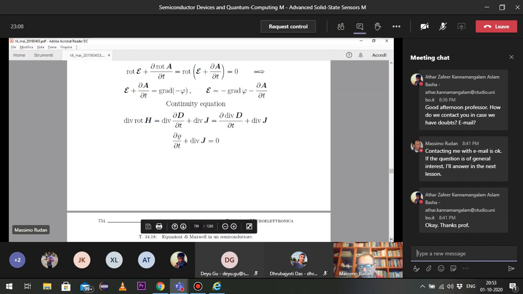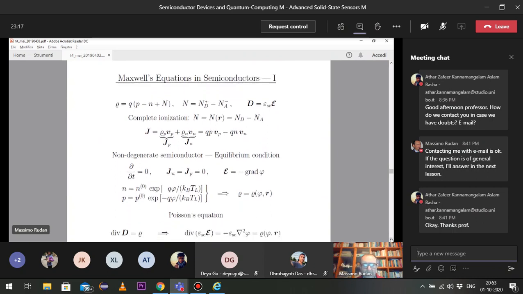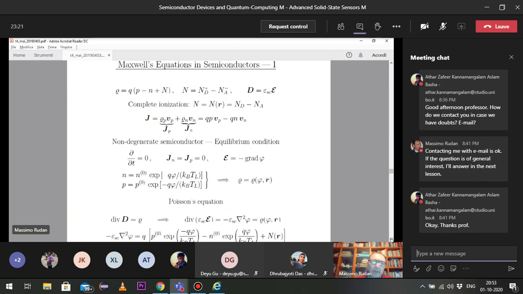So essentially we must specify the form of the charge density rho and of the current density J. So as for the charge density, you remember the charge density in a semiconductor is equal to the elementary charge Q times the concentration of holes that are positive, minus the concentration of the electrons, the minus because electrons are negative, so they contribute negatively to the charge density, plus the net ionized dopant concentration, capital N, that is Nd plus minus Na minus.